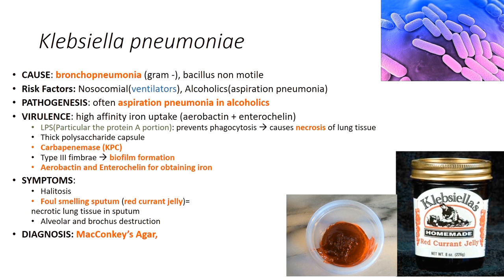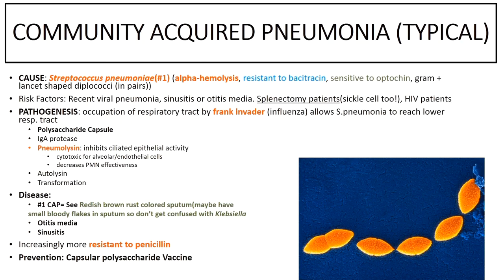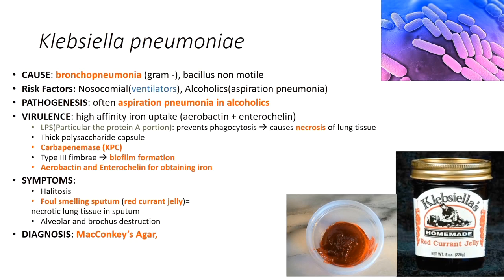Klebsiella is a typical pneumonia, but it's one that causes inflammation and damage to your bronchioles rather than just having everything kind of pool into your alveolar sacs. So bronchopneumonia, this is a gram-negative bacillus. It's not motile, and you can see it up in the top right there. It's nice and little pink in this little picture. Risk factors, pretty much it's a nosocomial infection. You get it from ventilators or aspiration pneumonia from alcoholics spitting it up and then breathing it in.